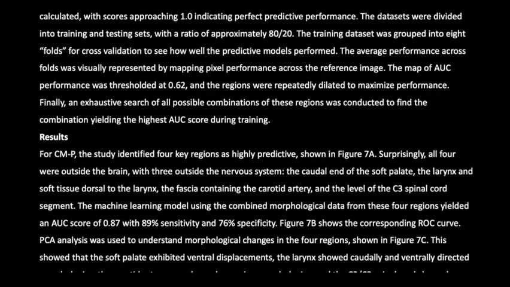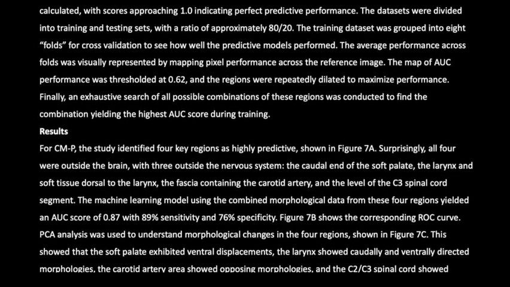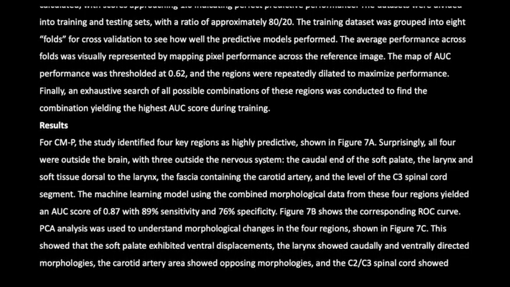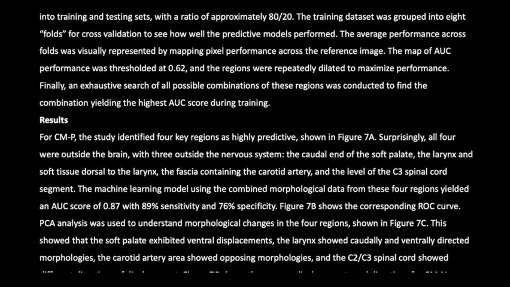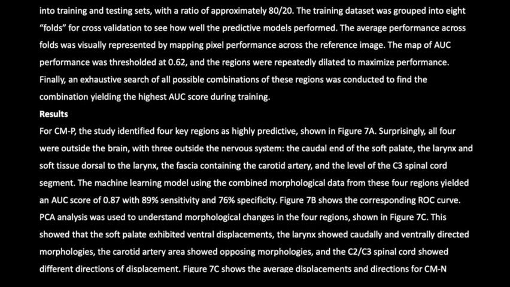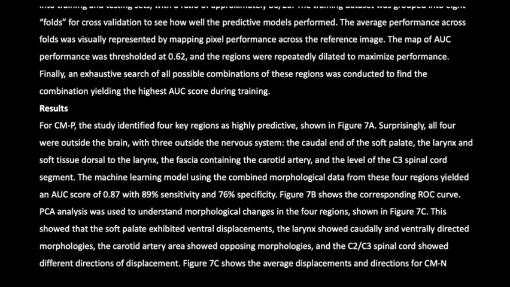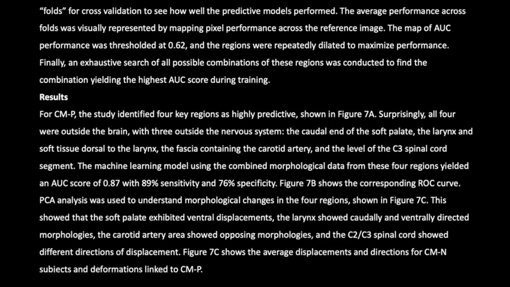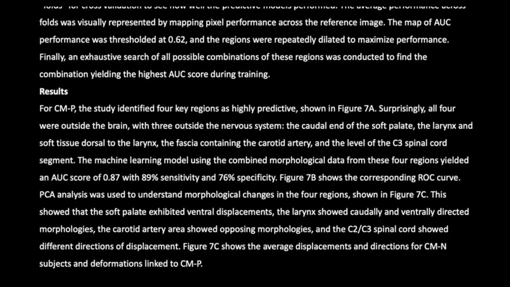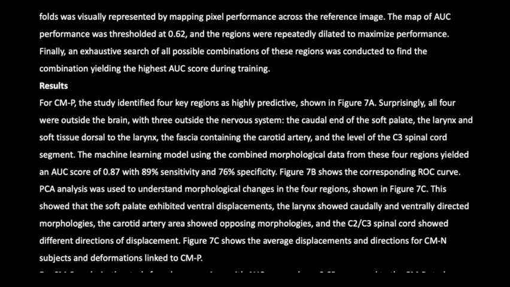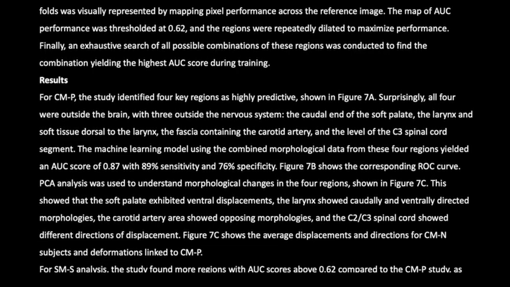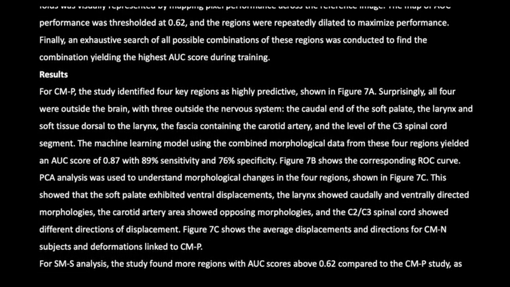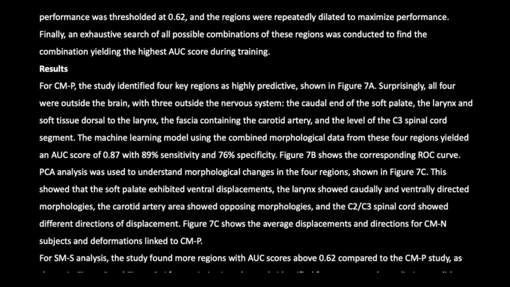Surprisingly, all 4 were outside the brain, with 3 outside the nervous system: the caudal end of the soft palate, the larynx and soft tissue dorsal to the larynx, the fascia containing the carotid artery, and the level of the C3 spinal cord segment. The machine learning model using the combined morphological data from these 4 regions yielded an AUC score of 0.87 with 89% sensitivity and 76% specificity.